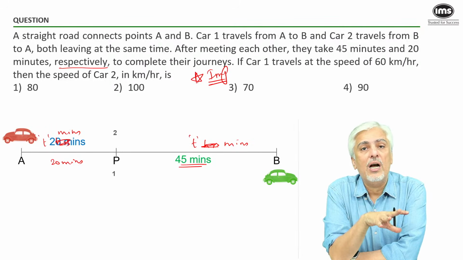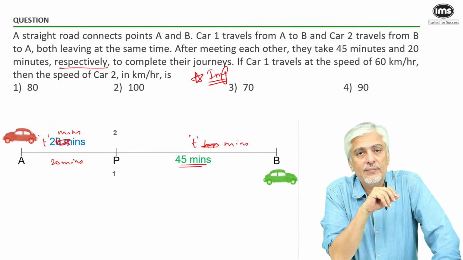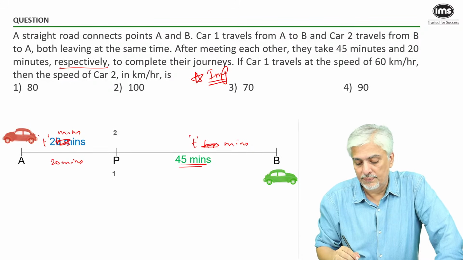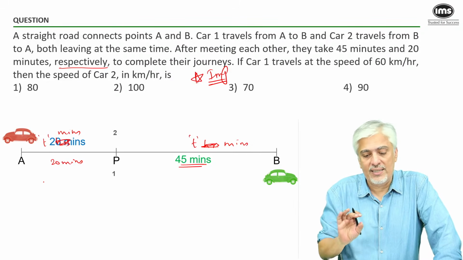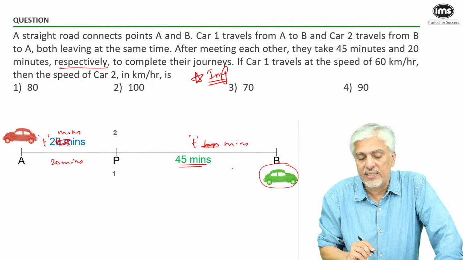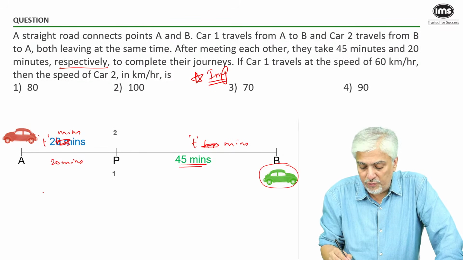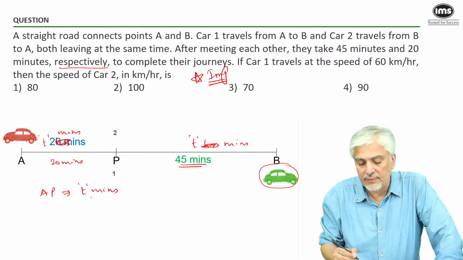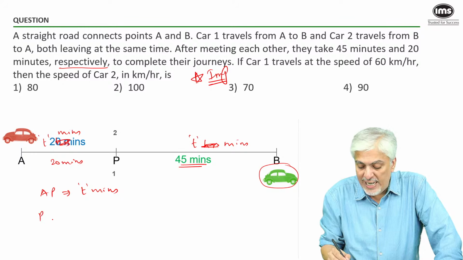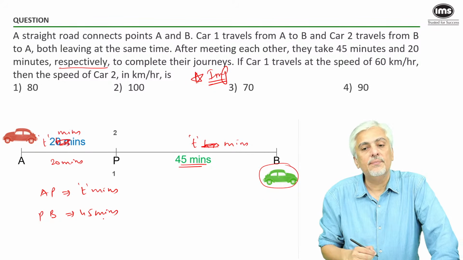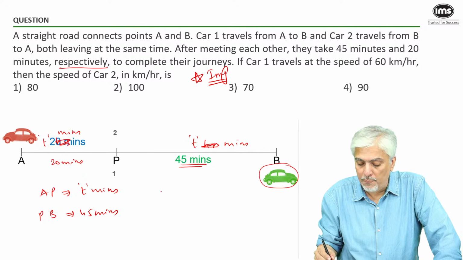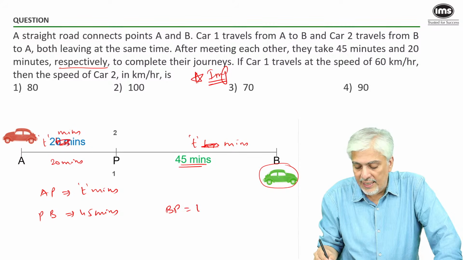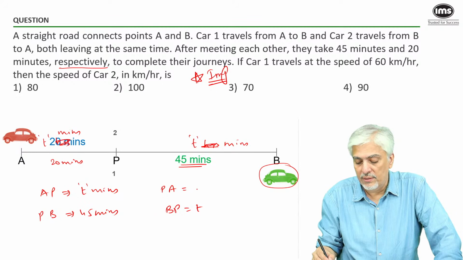But without the formula, how would you do it? Let's assume you don't know the formula. In case 1, let's look at the green car. Green car went from A to P in T minutes, and then it went from P to B in 45 minutes. While the red car went from B to P in T minutes, and then it went from P to A in 20 minutes.